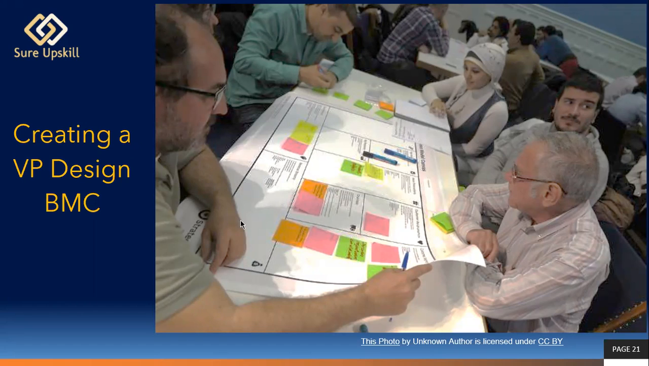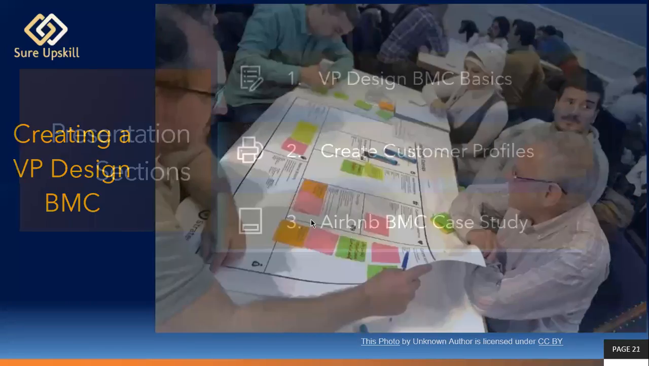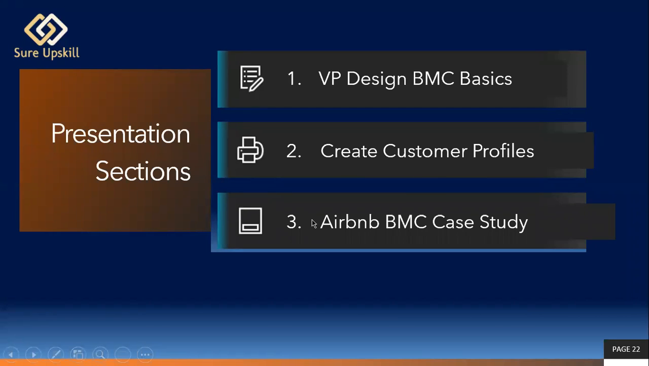I will now be giving a presentation on creating a value proposition design business model canvas. This presentation is in 3 sections. First, I will talk about the basics of value proposition design business model canvas. Then we'll create customer profiles for all the 9 boxes that are part of the one-page business model canvas. And finally, I will give you a chart which shows Airbnb business model canvas case study.